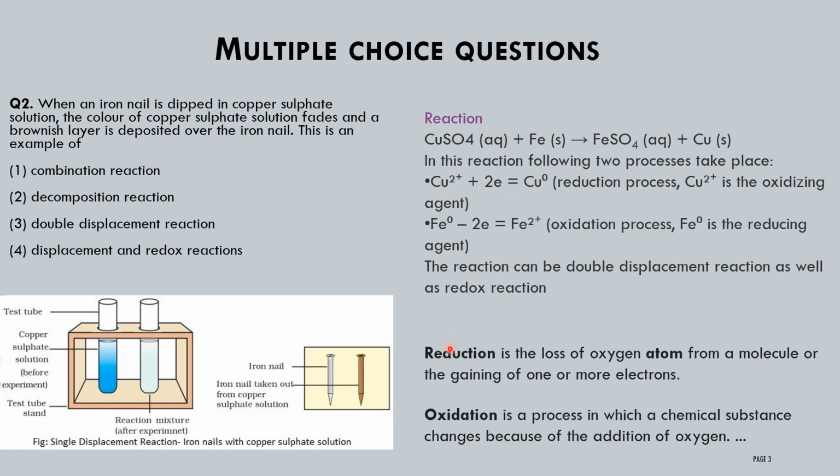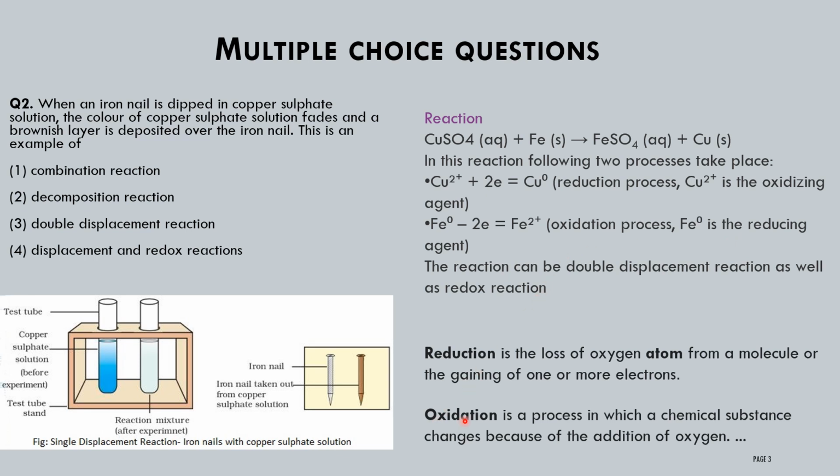Reduction is nothing but loss of oxygen or gain of electrons. Here you can identify both. Copper loses the oxygen, and it also receives the electrons. Then another metal, iron, loses 2 electrons and you get Fe2+. This process we call an oxidation process. Iron here acts as a reducing agent.